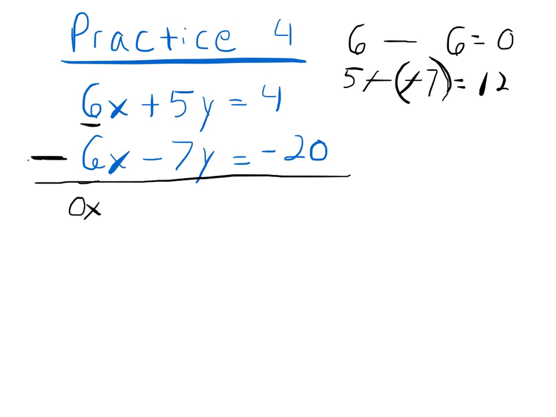So it's a positive, so plus 12y is equal to, and then we have 4 minus negative 20. That turns into plus positive, so that would be 24. So that would equal 24. You guys can solve it from here. I just want to help you get started and set up whether you add or subtract the equations.